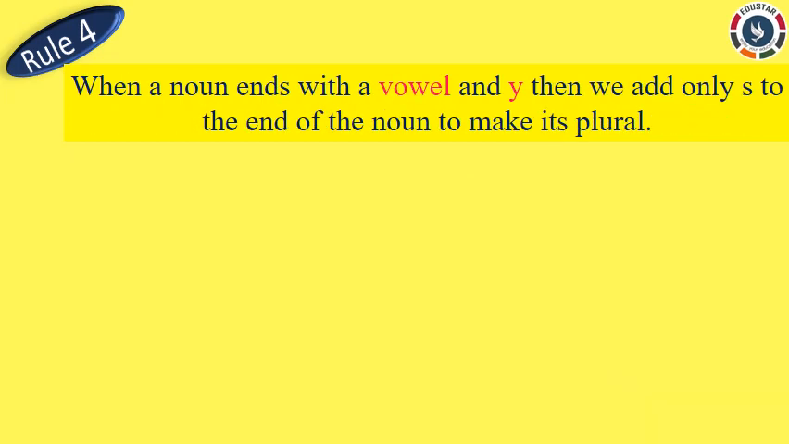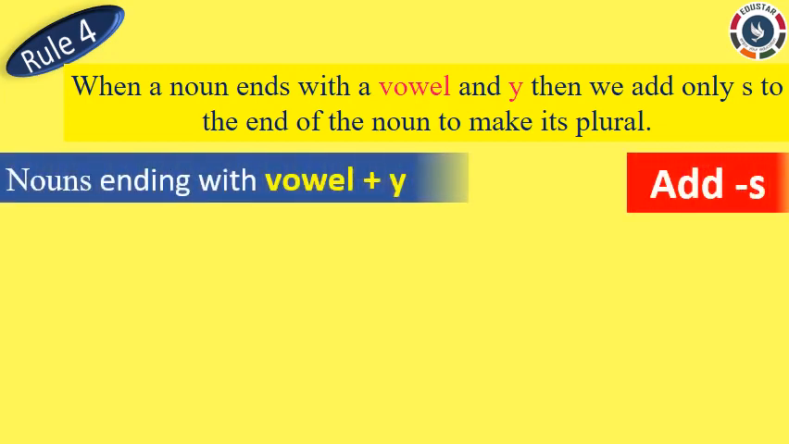When a noun ends with a vowel plus y, then we add only s to the end of the noun to make its plural form. For example, take the word day. Here the word ends with y, but before y, we have a vowel letter a. So, we should add only s and day becomes days.